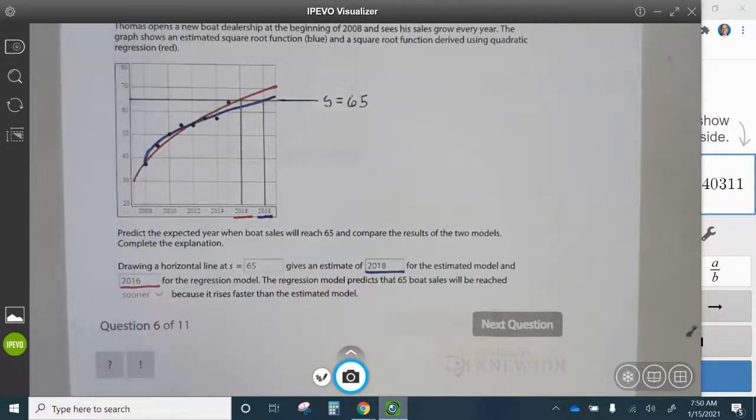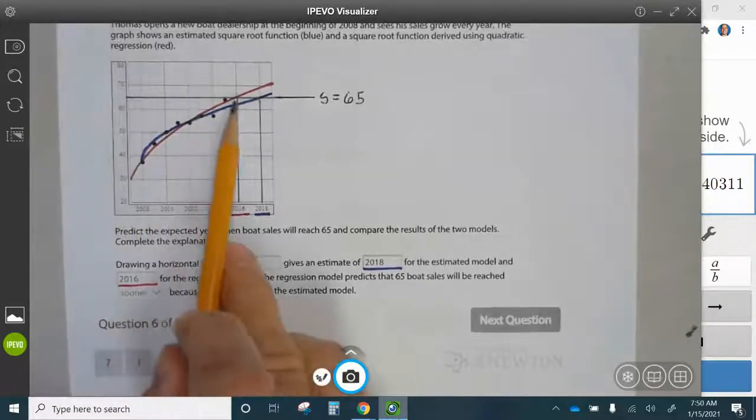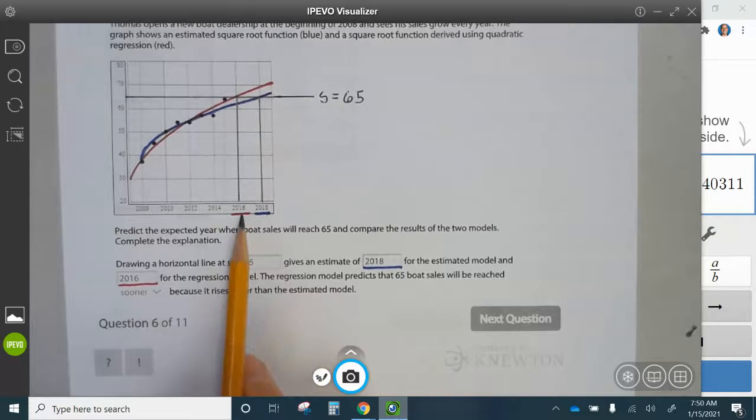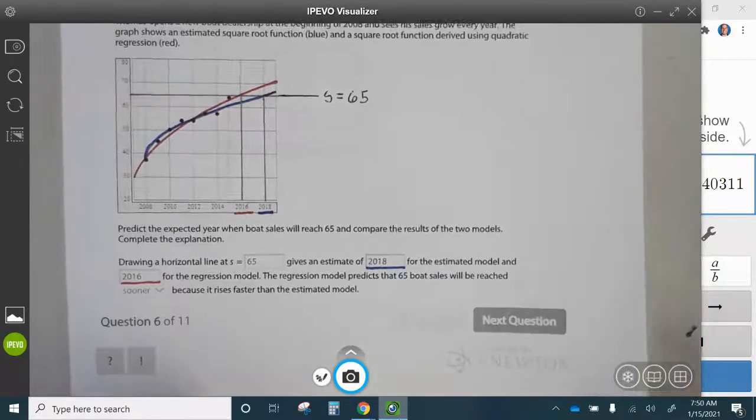Okay, so drawing a horizontal line at s equals 65, the given estimate is 2018 for the estimated model, and you can see here that the horizontal line intersects the red line here, so you draw a vertical line down, and you can see that it's 2016 for the regression model. The regression model predicts that 65 boat sales will be reached sooner because it rises faster than the estimated model. All right, let's take a look at the next question.